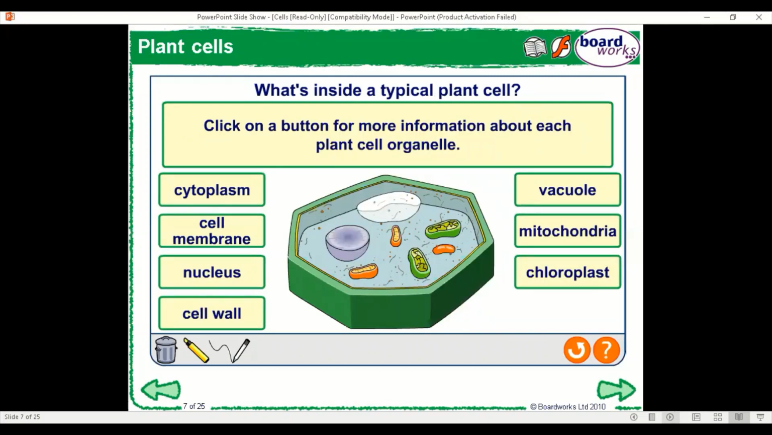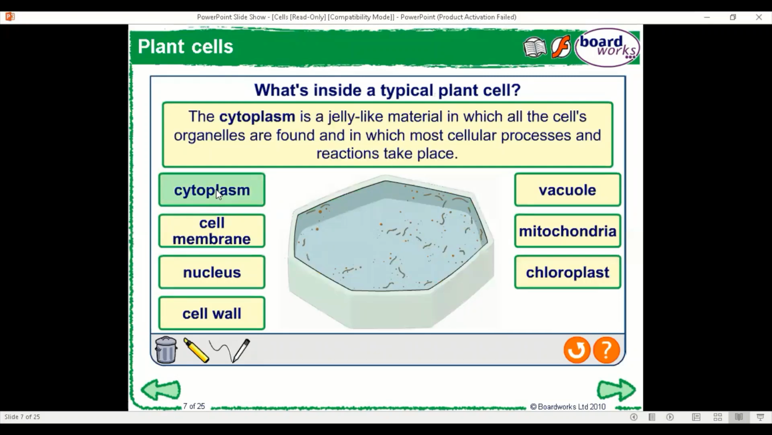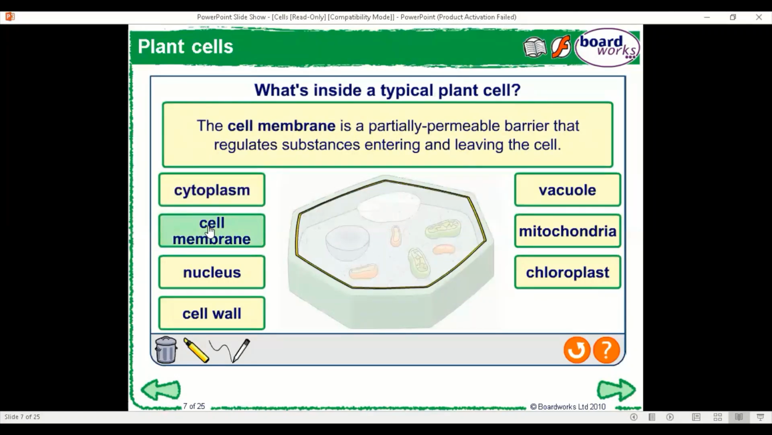Here's our typical plant cell. So the same thing I want you to do. What's inside a typical plant cell? Click on the button. So you've got cytoplasm. So you write that. Similar to the animal cell, the cytoplasm. Each has got a cell membrane. The plant cell has got a cell wall. So a cell membrane again. So you write what that does.